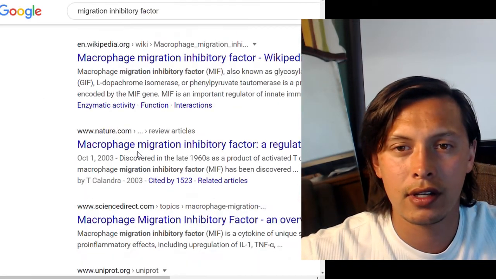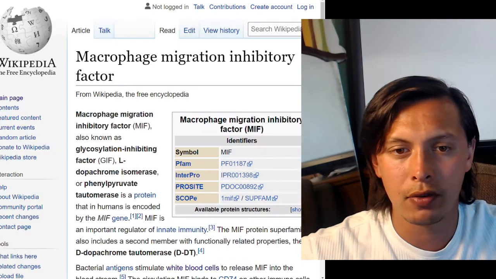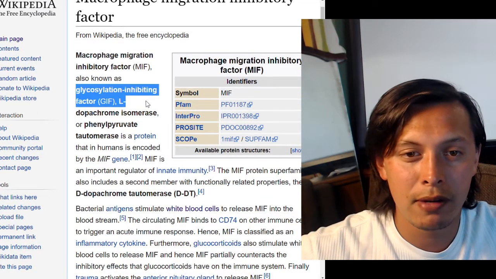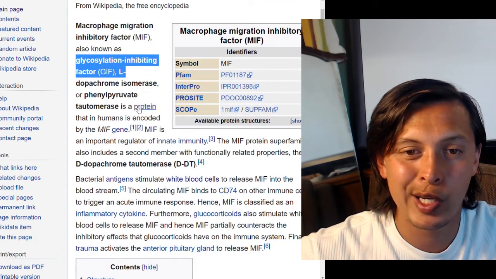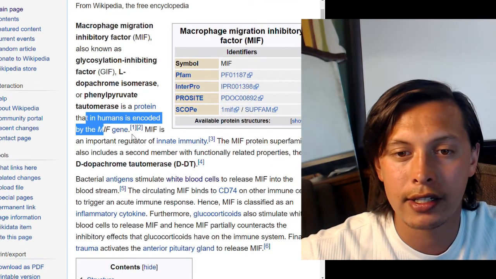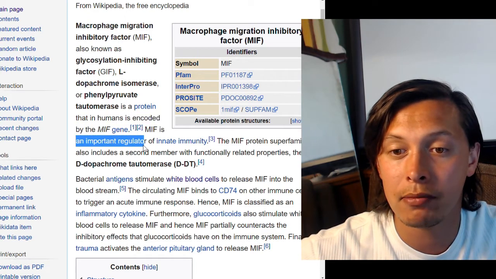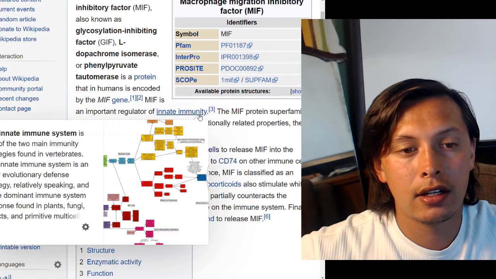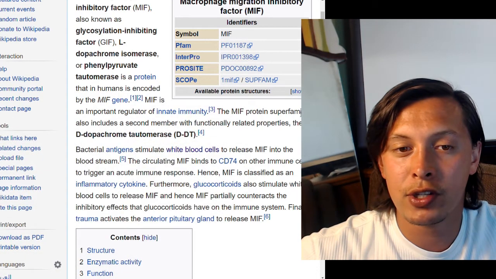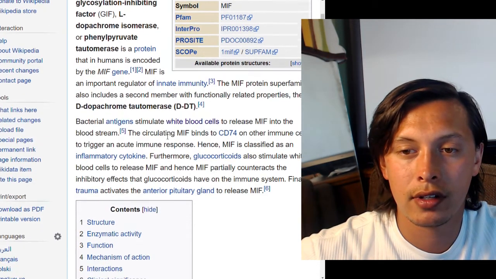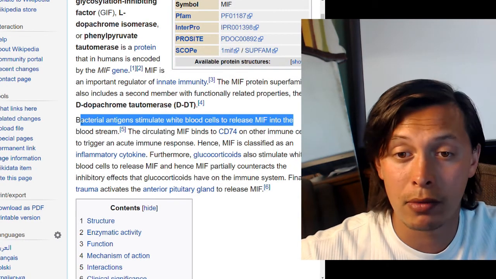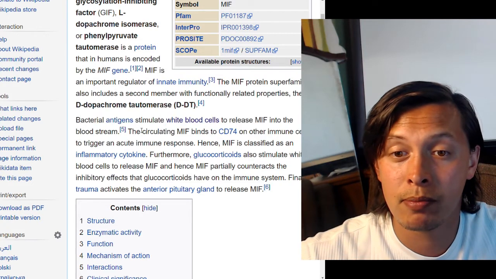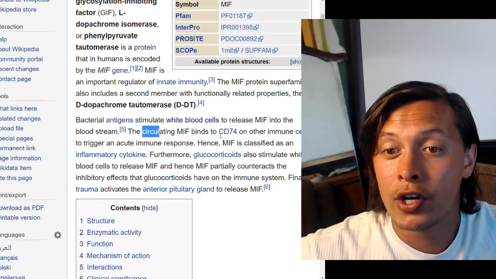So let's go to Wikipedia and see if we can gain insight within a few seconds. So known as glycosylation inhibiting factor, this is a protein in humans that is encoded by this gene, and it's an important regulator of innate immunity. The MIF protein superfamily also includes this. Bacterial antigens stimulate white blood cells to release MIF into the bloodstream. And then this binds to CD74.